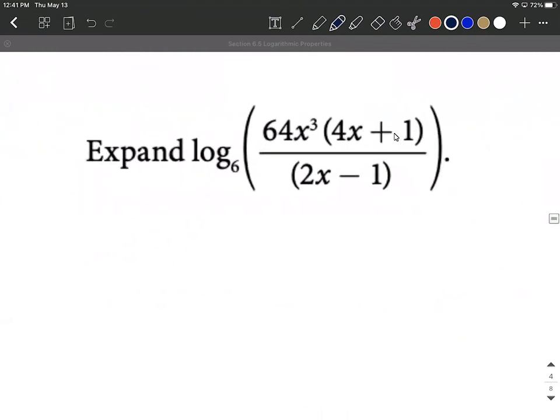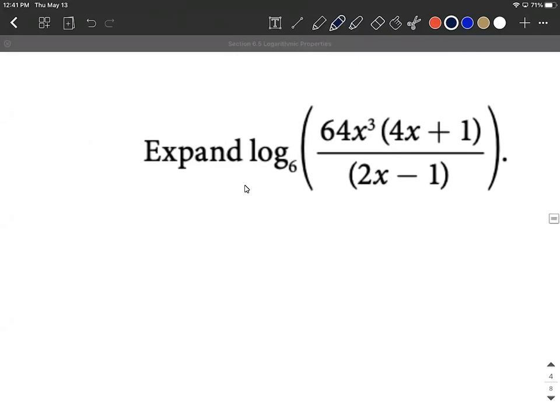So if you look at something like this, we have 64x to the third power multiplied by the quantity 4x plus 1, all divided by 2x minus 1. That's inside of a logarithm with base 6. So the first thing I would do on this is that 64 is not a prime number. I would maybe just go off to the side and say, how do I factor 64?